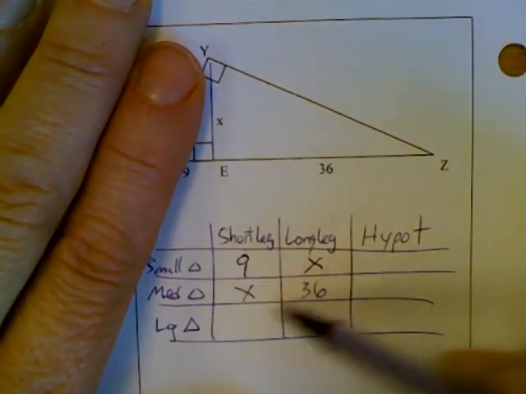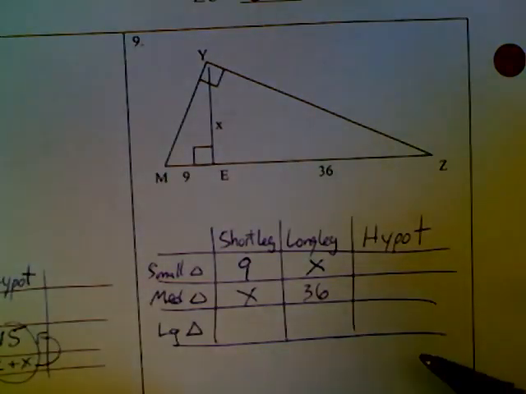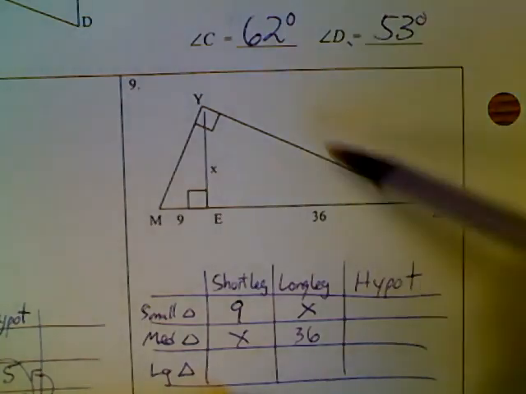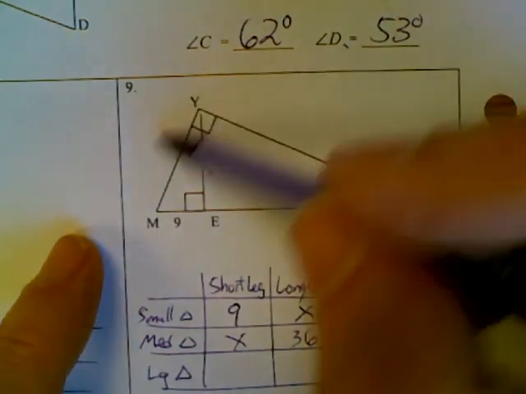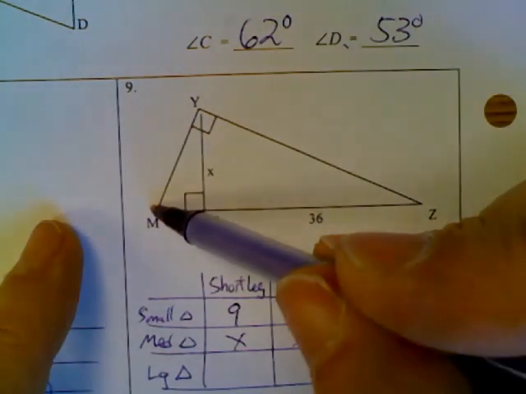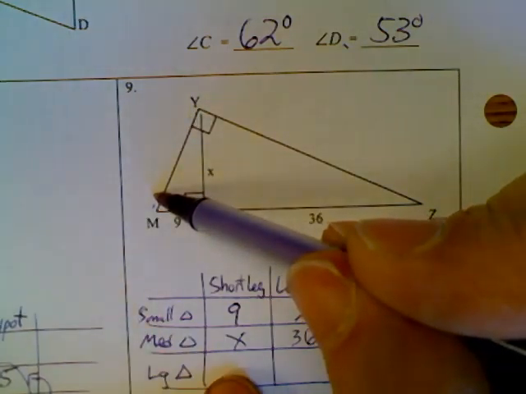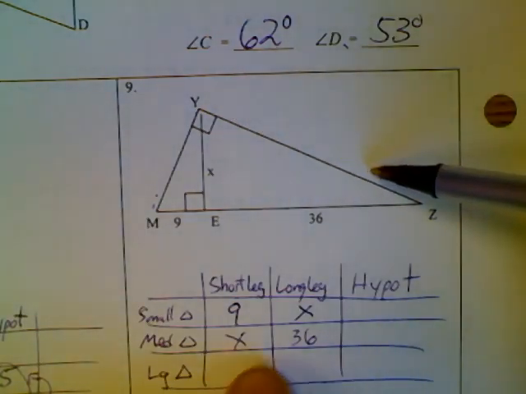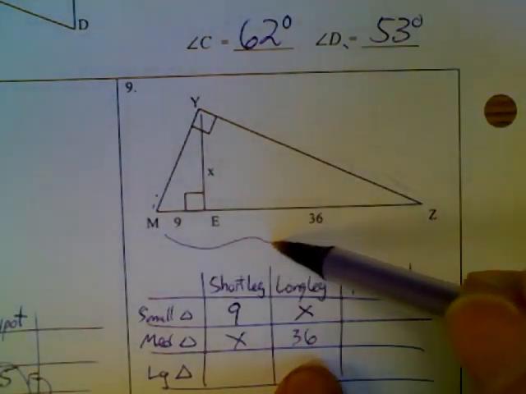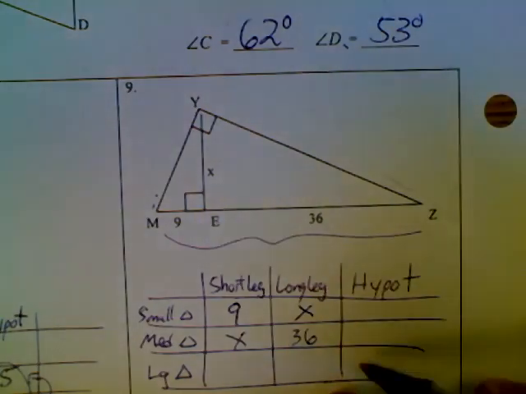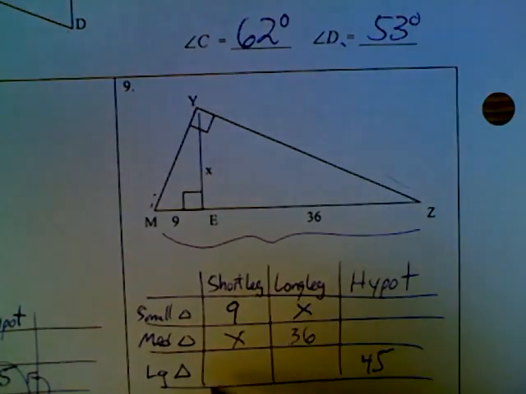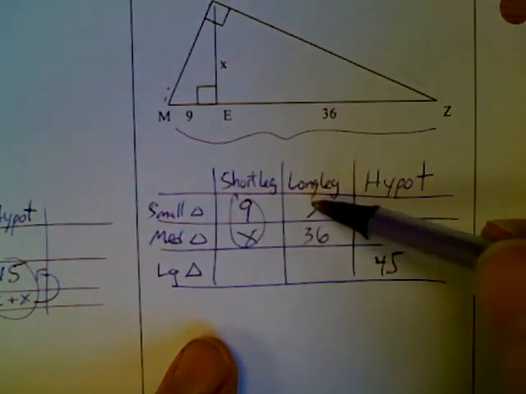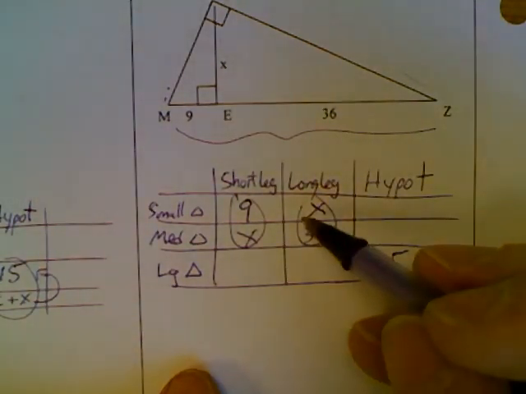We could quit right there and start writing an equation, but just for thoroughness, let's go fill in this row of the table from the large triangle and just see what we get. Here's the large triangle. The short leg is blank, and the long leg of the big triangle is also blank. The hypotenuse is 36 plus 9, which is 45. Okay, well we can see that row and that column didn't really help us any. We had what we needed, so I can start writing ratios.